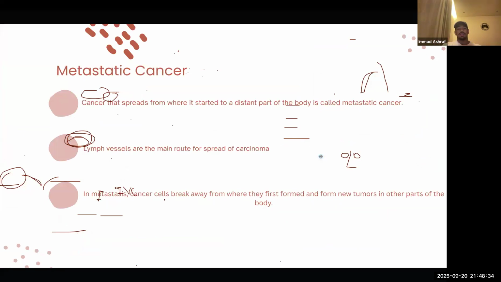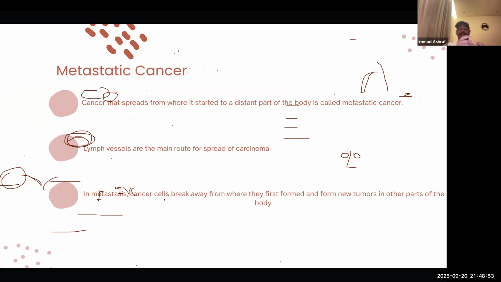Metastatic cancer. I already told you, metastatic cancer is cancer that spreads from where it originally started. Lymph vessels are the main route for the spread of carcinoma, and blood vessels are the main route for the spread of sarcoma. Carcinoma is epithelial cancer. Sarcoma is cancer of the muscles and the connective tissue.